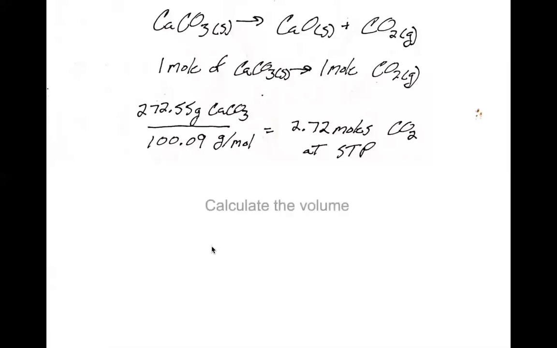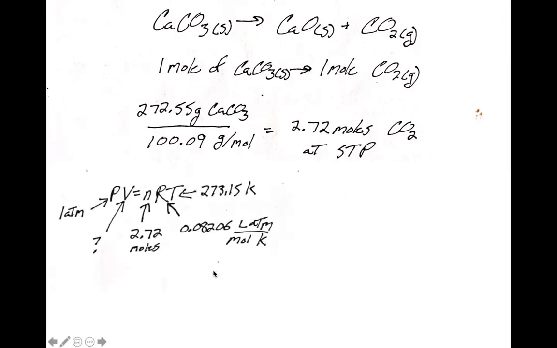Here's one way that you could solve it. If you're going to seek to calculate the volume of 2.72 moles of CO2 at STP, standard temperature and pressure, one would be this. You could go back to your picture of PV equals nRT and plug in the conditions that you know.